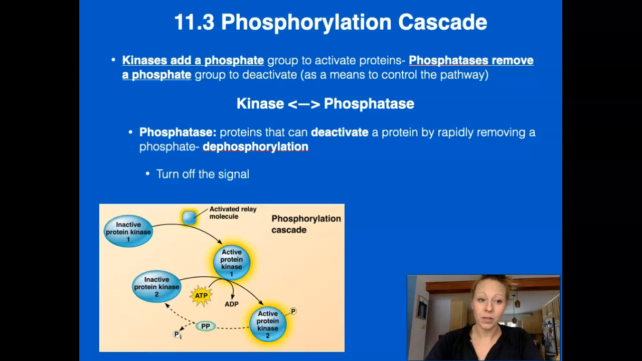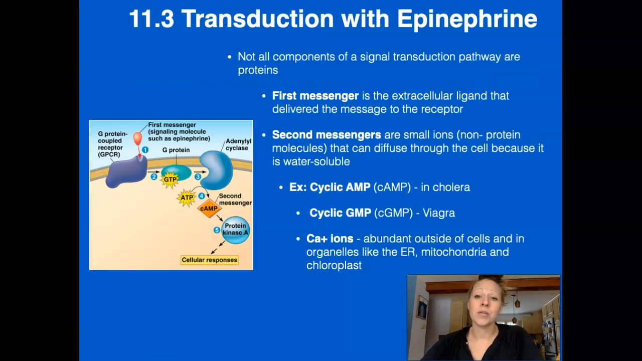All right, let's now talk about transduction with epinephrine. Remember that we were just looking at a phosphorylation cascade, and this is going to be a little bit different. This is a different example. Here we have our transmembrane protein, or our receptor protein. And what we're calling our signaling molecule is a first messenger. This is our first messenger, and it is delivered to the receptor, so we're going to call this epinephrine. And so epinephrine is going to attach to our receptor protein.